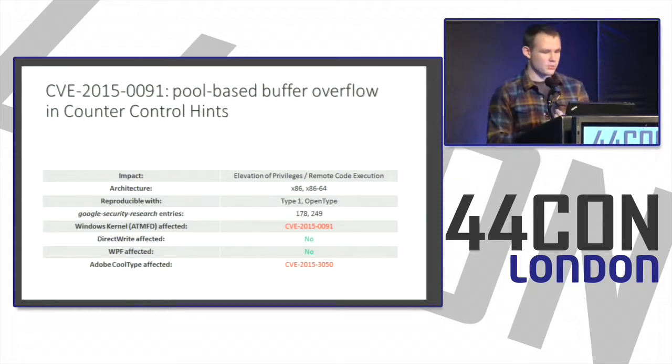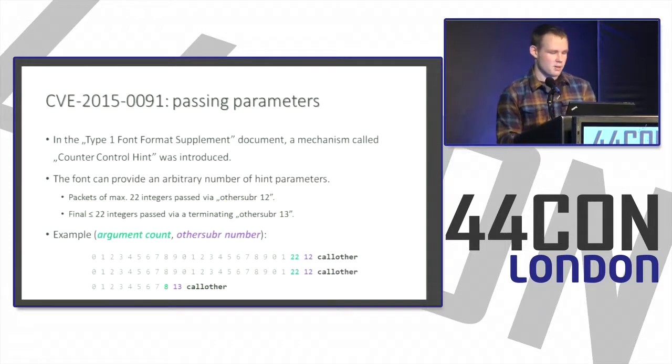Then we have another bug, which was a pool-based buffer overflow, both in the kernel and in Adobe Reader. It was caused by a bug in counter control hint, which was another very obscure part of the specification. We could provide the font engine with an arbitrary number of hint parameters in packets of a maximum of 22 integers using a mechanism called othersubrs.